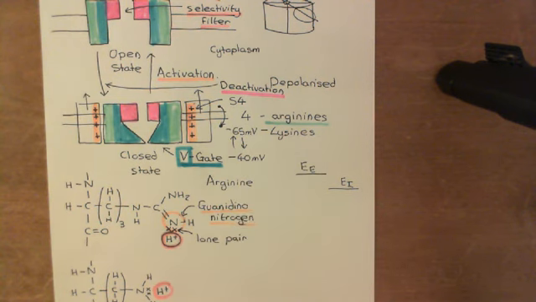Right, so we'll call it there for this video, and in the next video what we'll do is firstly discuss the permeation mechanism and the origin of the selectivity for potassium ions, and then we'll discuss N-type inactivation.